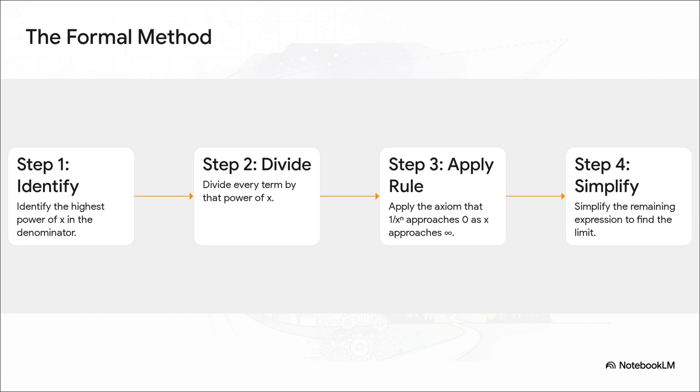And here's the magic trick, the most important part. Any term that looks like a number over x to some power, that thing is going to 0 as x gets huge. So 1 over x squared and 1 over x both become 0. And what are you left with? Just 2 over 3. Simple as that.